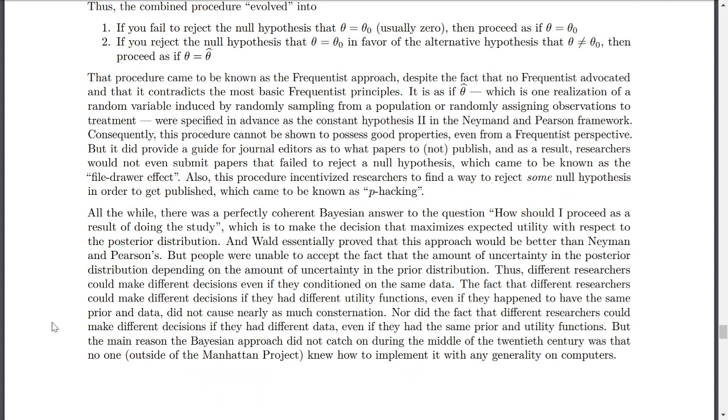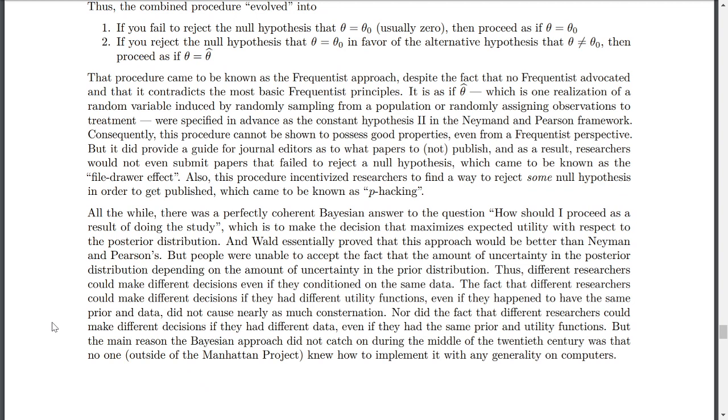And that amount of uncertainty is going to depend in part on how much uncertainty there is in the prior. And different people could choose different priors, and thus they might make different decisions, even if they conditioned on the same data. And that was thought to be unthinkable, subjective.